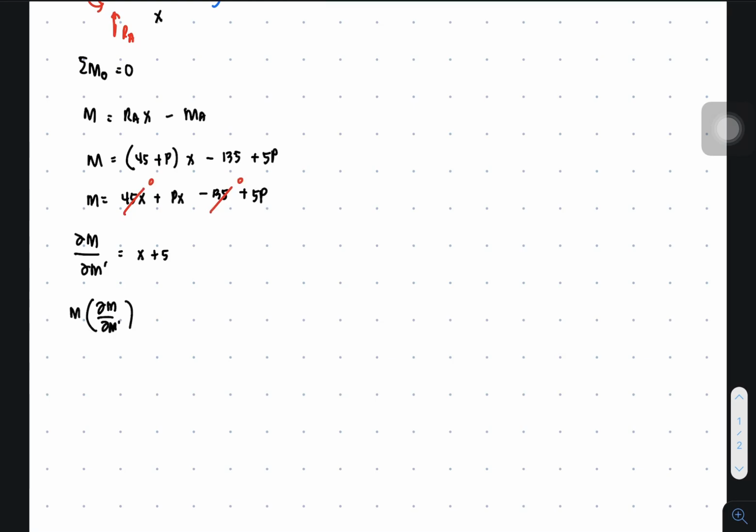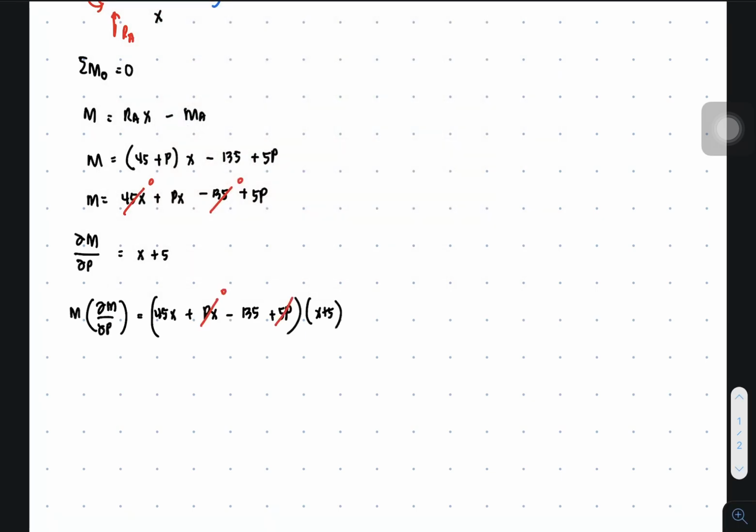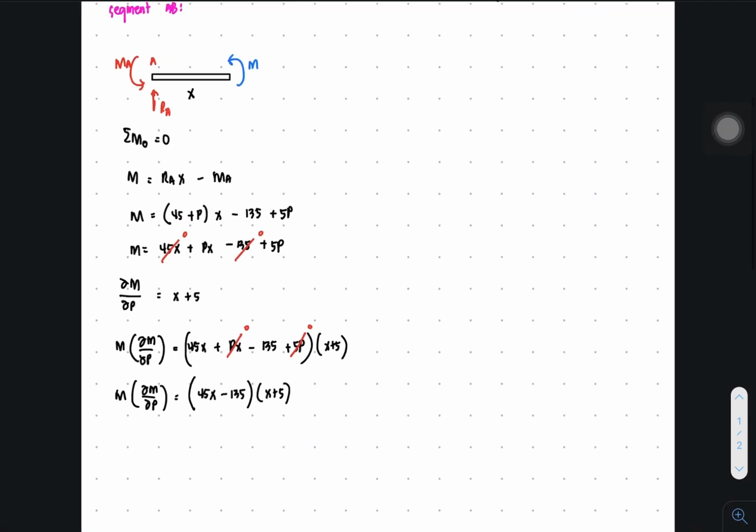Proceed. Let's get the product of the two terms. Oh, why am I using M prime, by the way? It shouldn't be M prime, but rather it's P because this is deflection. I'm sorry. So with this, we now have 45X plus PX minus 135 plus 5P times X plus 5. And now set the values with P equal to 0. So the final product would be 45X minus 135 times X plus 5.